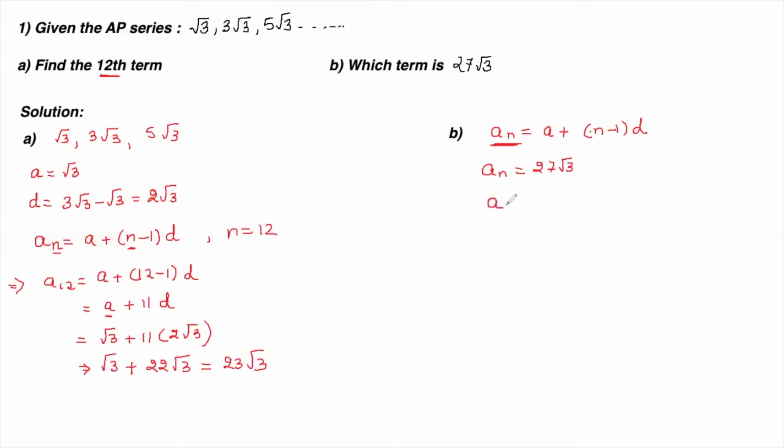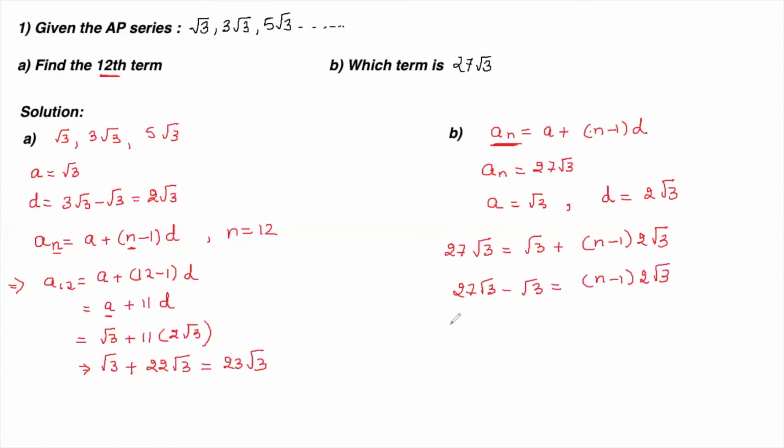Okay, we know the value of a, that is root 3, and we know the value of d, that is equal to 2 root 3. So we'll input the values in the above formula. So it would be 27 root 3 is equal to a, that is root 3, plus (n minus 1) into 2 root 3. So from here we'll get the value of n. What I'll do is I'll take root 3 there. So it would be 27 root 3 minus root 3 is equal to (n minus 1) into 2 root 3, or I can say (n minus 1) 2 root 3 is equal to 26 root 3.